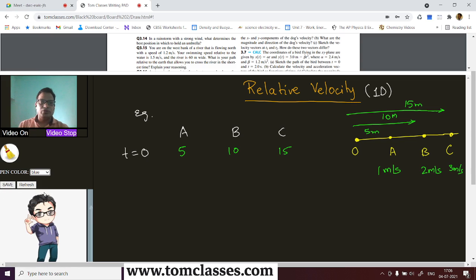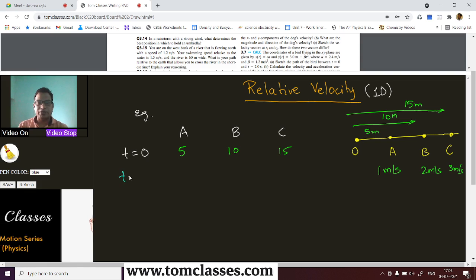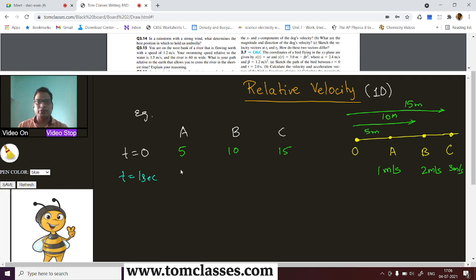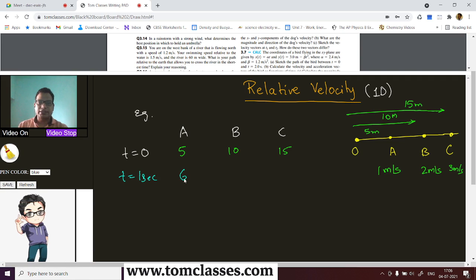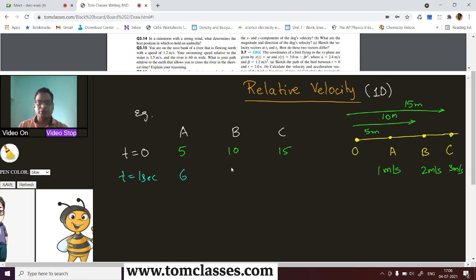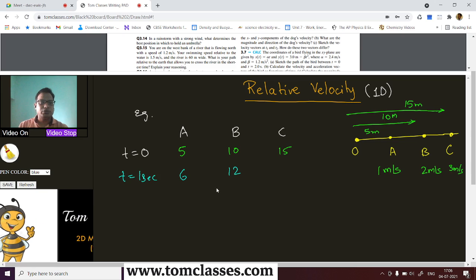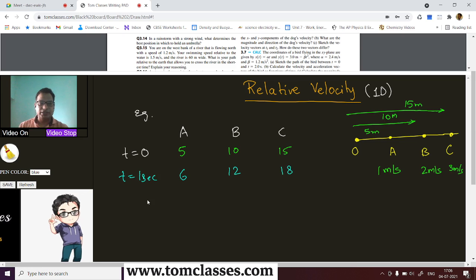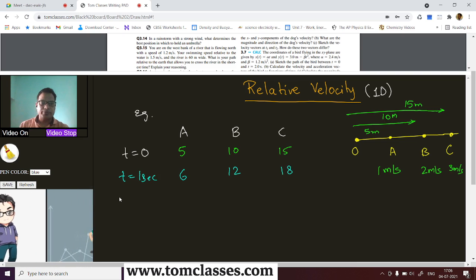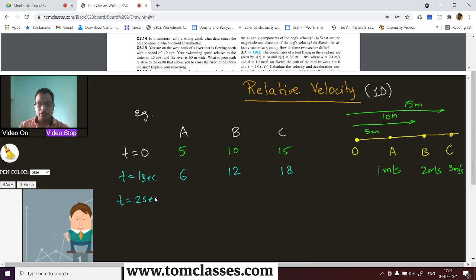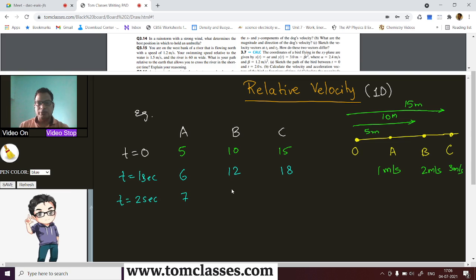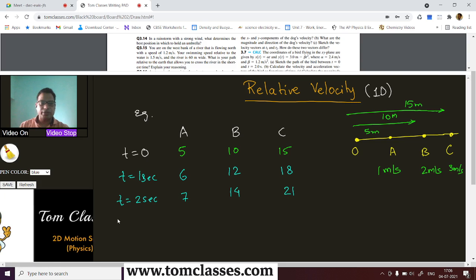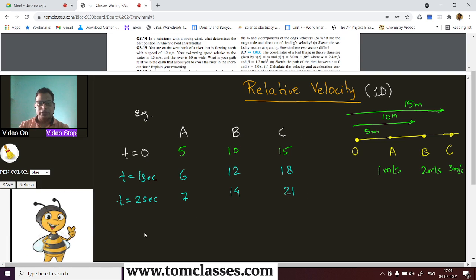Now, after time t equal to 1 second, what will be their position? You see that the position of A will be 6, for this it will become 12, and for this it is going to become 18, right? Yes, sir. Now time t equal to 2 seconds. So this will be 7, this will be 14, and this will be 21. So now we have some data to see over here, right?